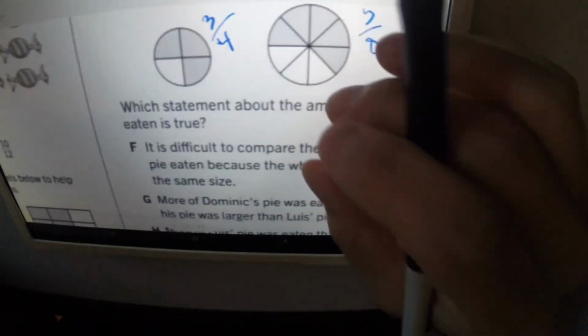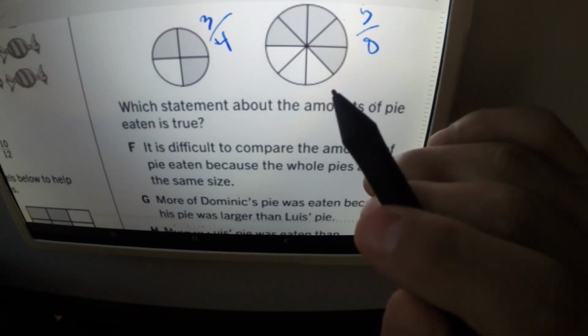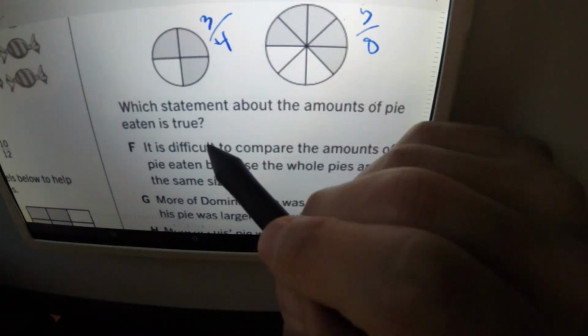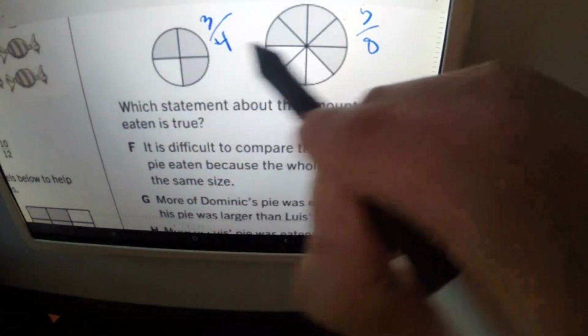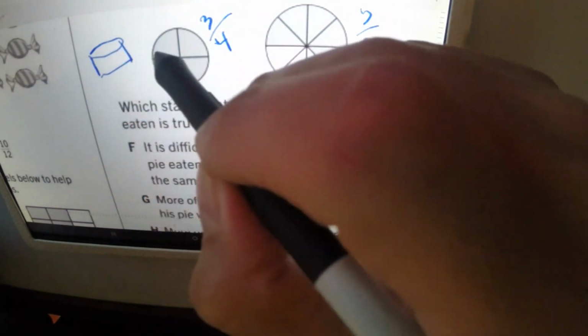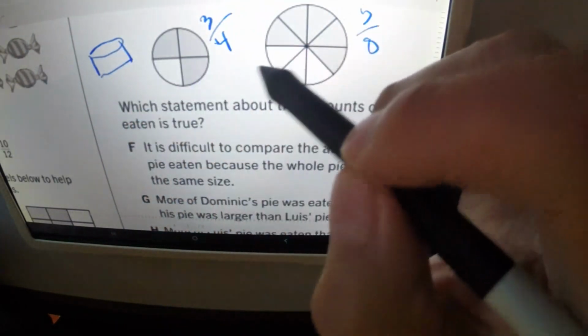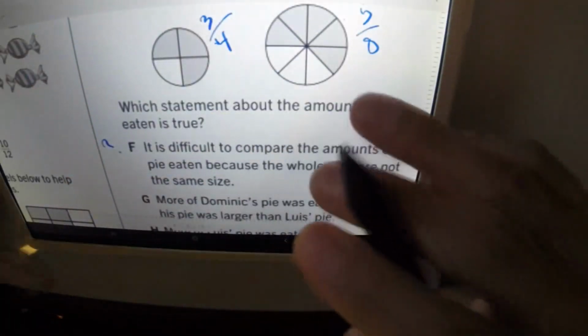F says it is difficult to compare the amounts of pie eaten because the whole pies are not the same size. Now that might be true, but I don't think that's the answer. They're saying this circle and this circle are not the same size. We don't know how deep the pies are. This may be thicker than that, and that might account for the difference. So that's not for certain. We're going to leave that one a question mark.